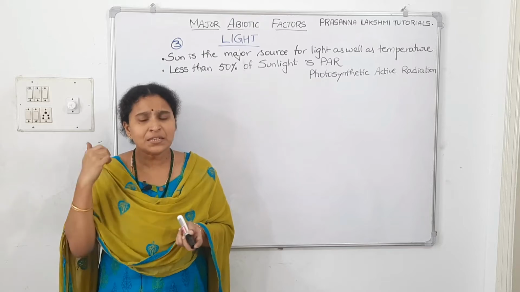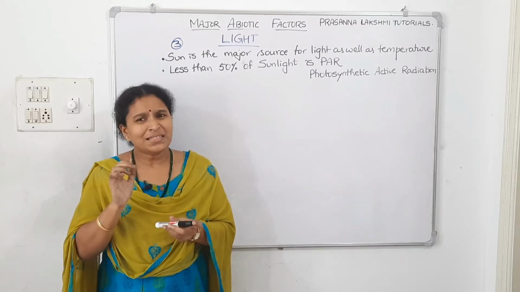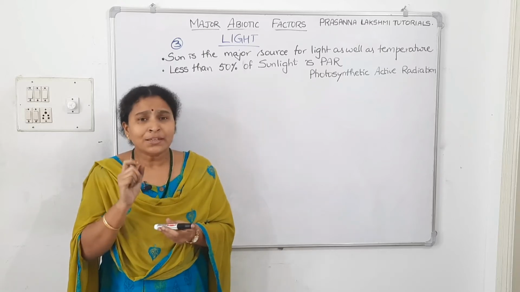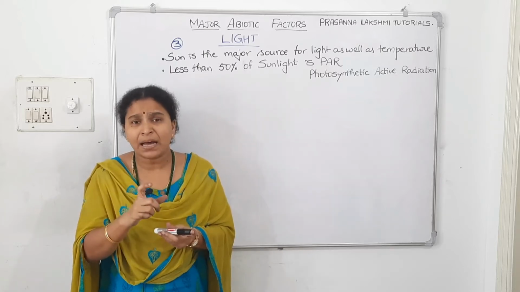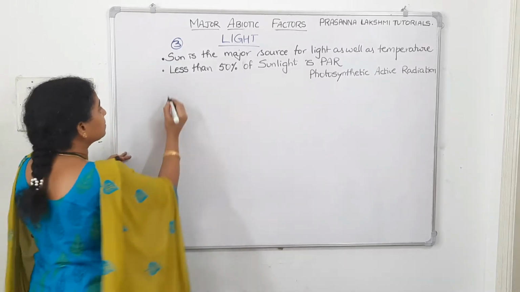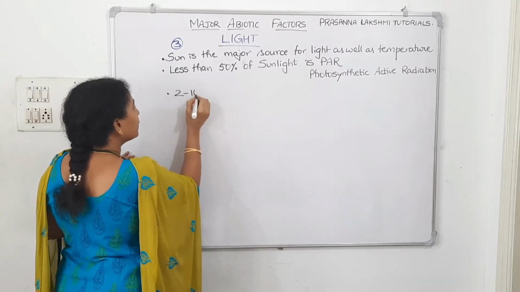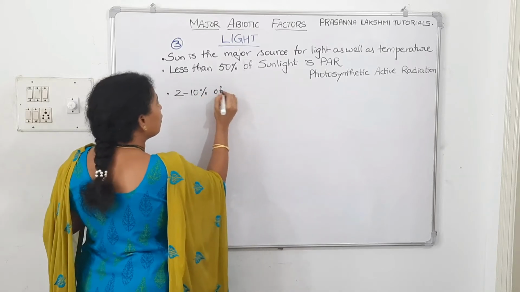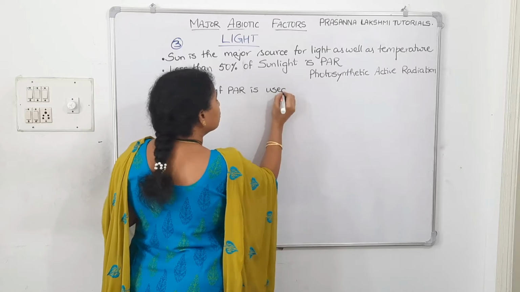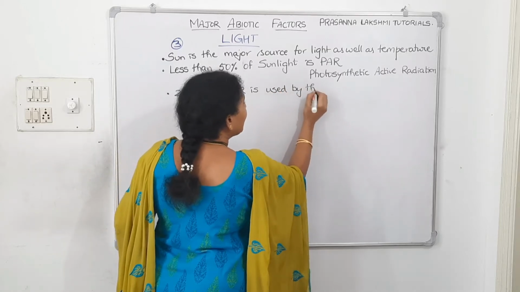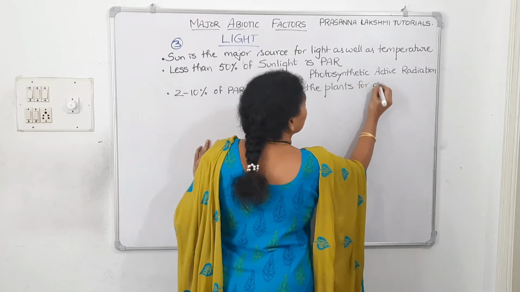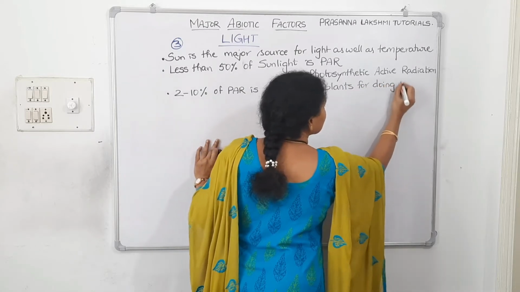Now 50% is coming onto the ground, but is that 50% used by the plants? No, again. Only 2 to 10% of the PAR is used by the plants for doing photosynthesis.